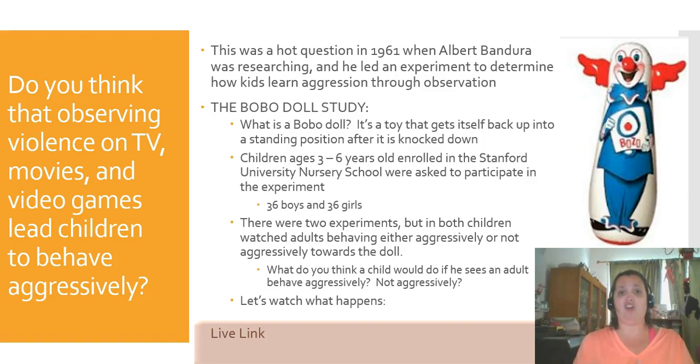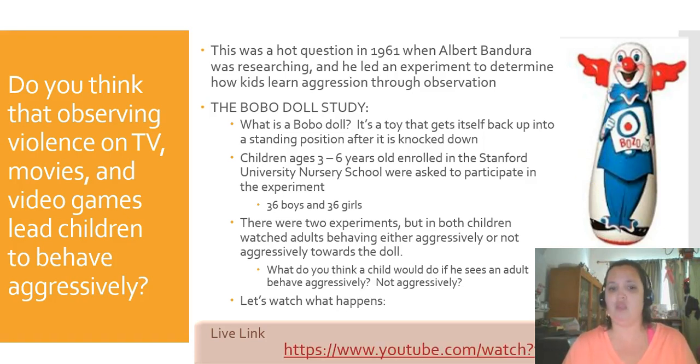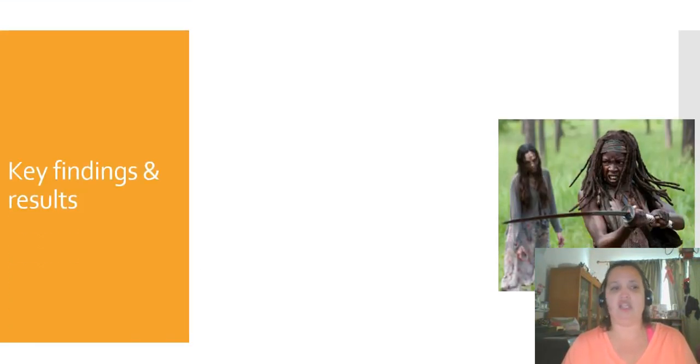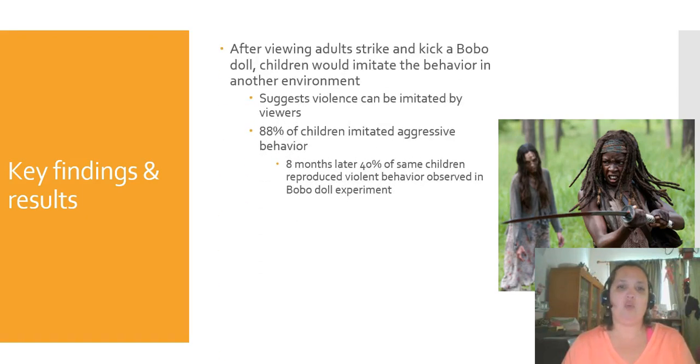They would have the adult either behave really aggressively, beating up this Bobo doll, or maybe just gently pushing it and playing with it. They wanted to see what would happen if the child observed an adult. Sorry, we don't get to watch it. But what they found was the child was more likely to imitate the behavior, whether they watched the adult live, or later, when he did the same experiment with the children watching the adult on TV.